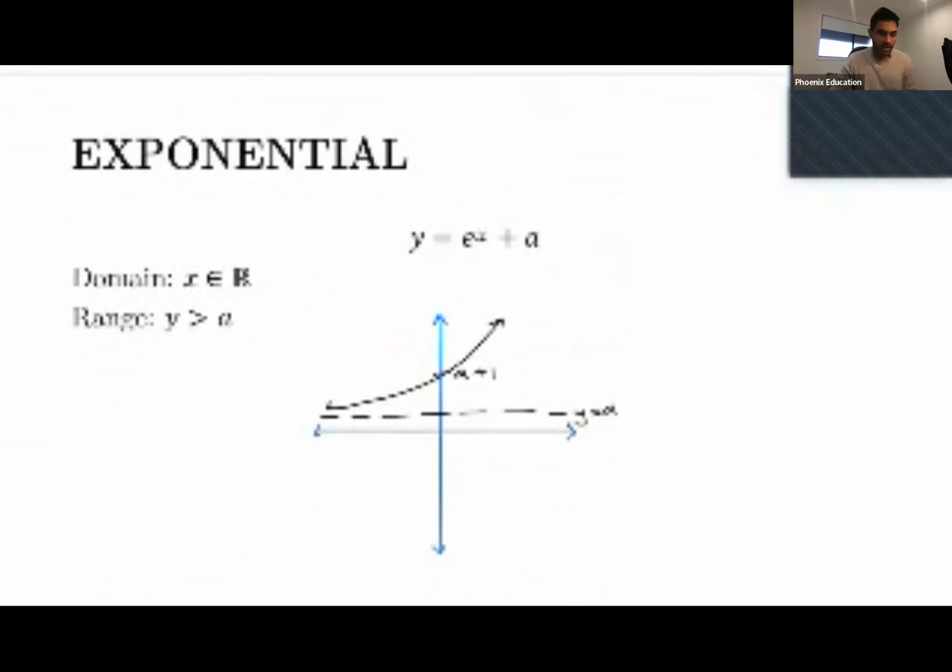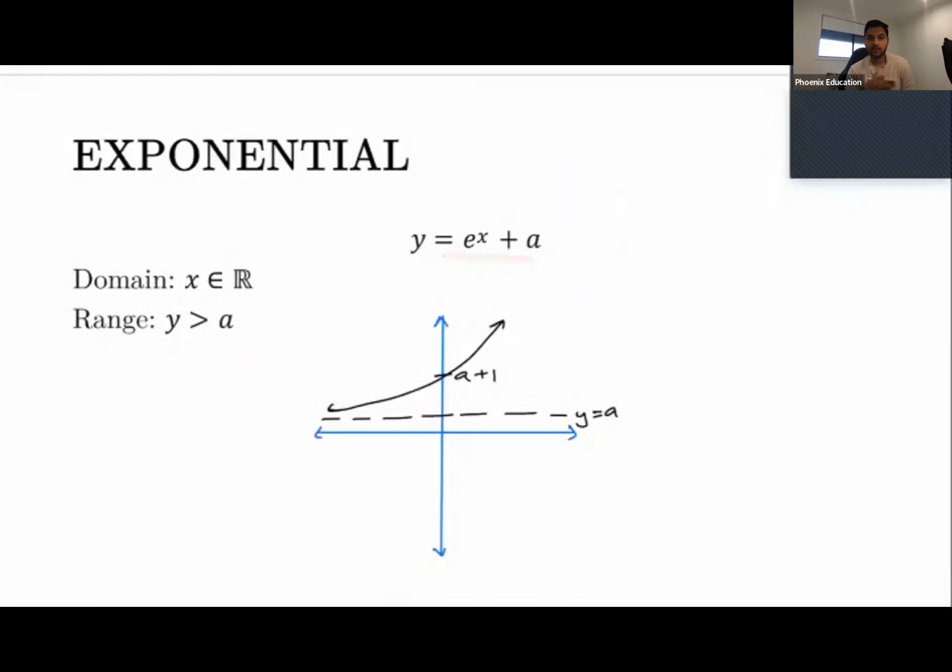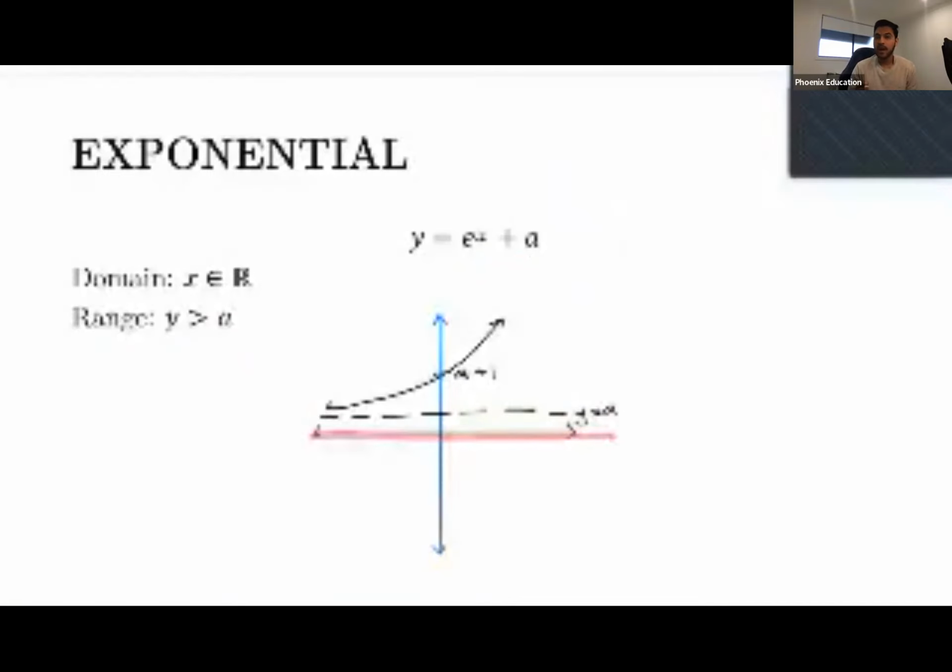If you're just a Year 11 student, you don't need to worry about that. But in this particular example, we've got the regular exponential graph shifted up by A units. So usually the range is y greater than 0. If it was just y equals e to the power of x, the range would be y greater than 0.